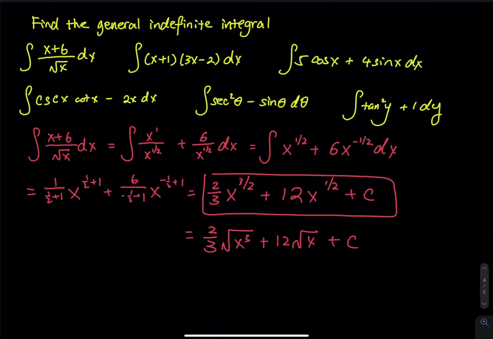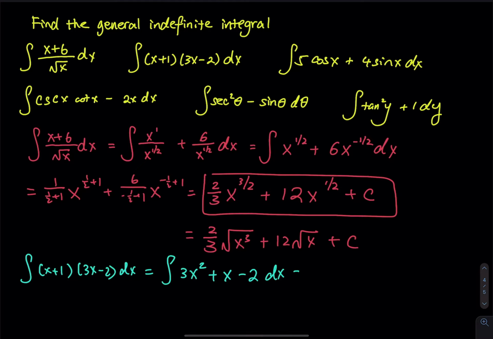Okay, next one, we have the integral of x plus 1 times 3x minus 2 dx. So this one we have to open up the two factors. So we have x times 3x, so that is equal to 3x squared, and then minus 2x plus 3x, negative 2 plus 3 is equal to x, and then 1 times negative 2 is equal to negative 2. And then apply the simple power rule. So you have x squared, 3 divided by 2 plus 1, and then 1 plus 1, 1 divided by that, minus 2x plus c.